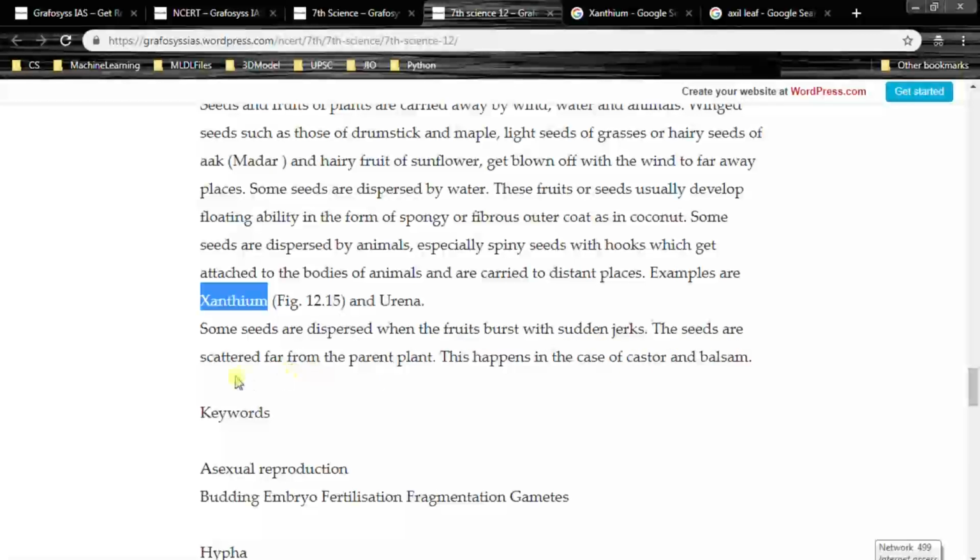Some seeds are dispersed when the fruits burst with sudden jerks. The seeds are scattered far from the parent plant. This happens in the case of castor and balsam. So you might have heard a sudden sound from the plants. Those are from castor plants and balsam plants, in which the fruits burst and seeds are dispersed.